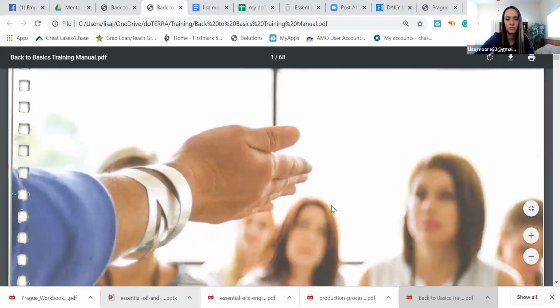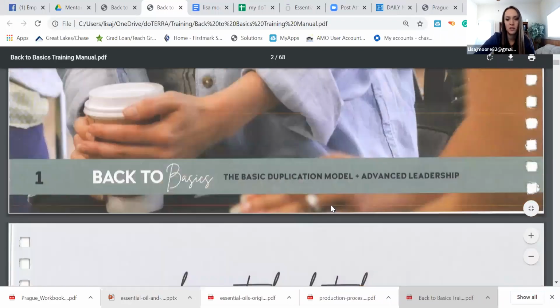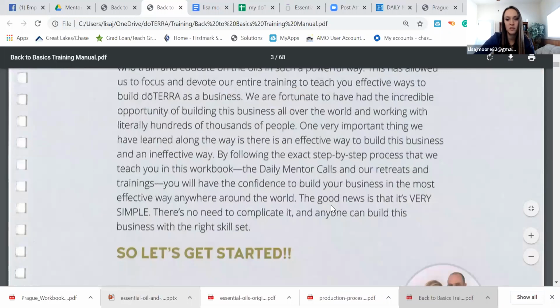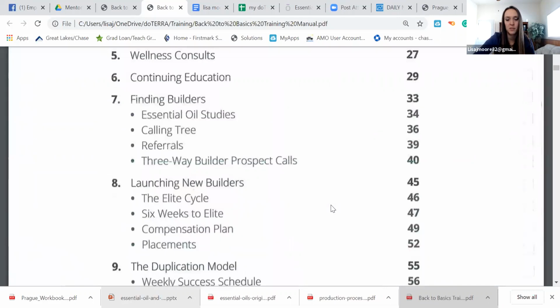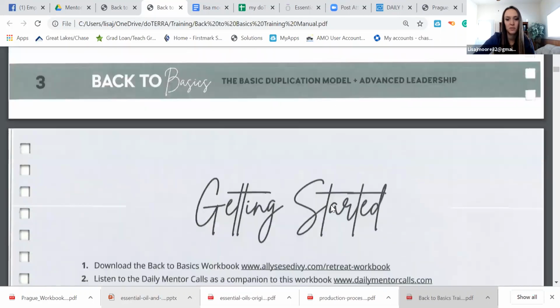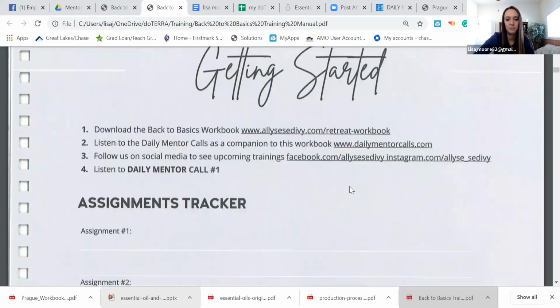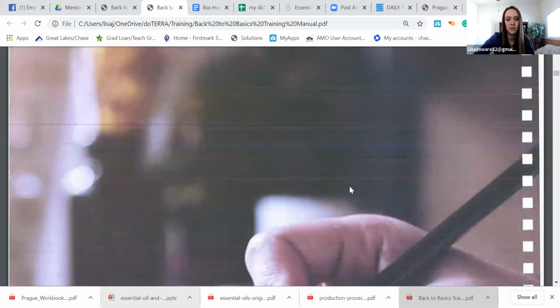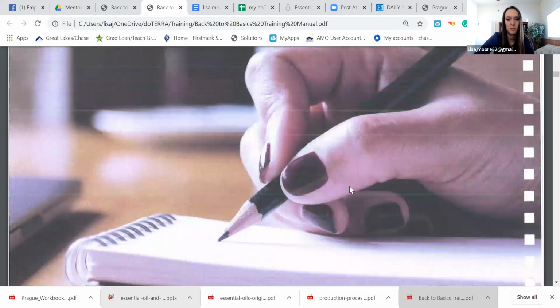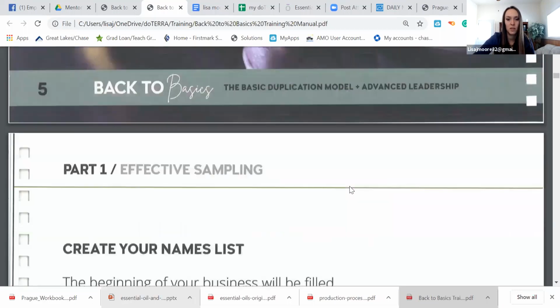Because they're still a resource for you. This manual is fantastic because as you're listening to the different mentor calls on there, sometimes it's hard to remember, oh wait, what was she saying? And it's good to have that visual reference. I'm a pretty visual person myself, so this has been really, really nice.